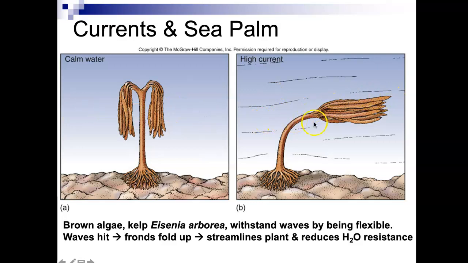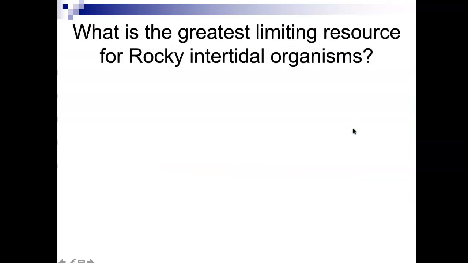When the wave action comes in, the currents are high, its fronds are simply going to fold up, and it's going to streamline the plant and reduce that water resistance against the wave action as the waves hit. So again, really a very simple strategy: instead of meeting the resistance of that wave, it's simply going to streamline and reduce the water resistance across it.